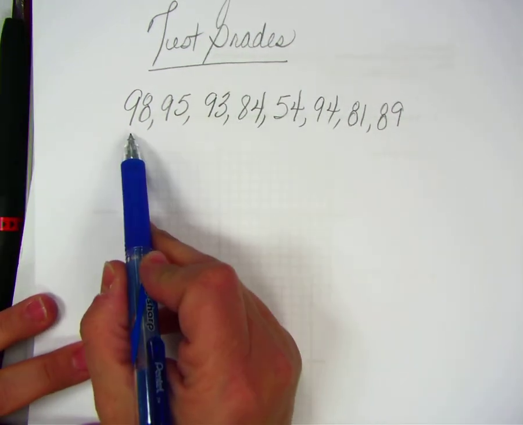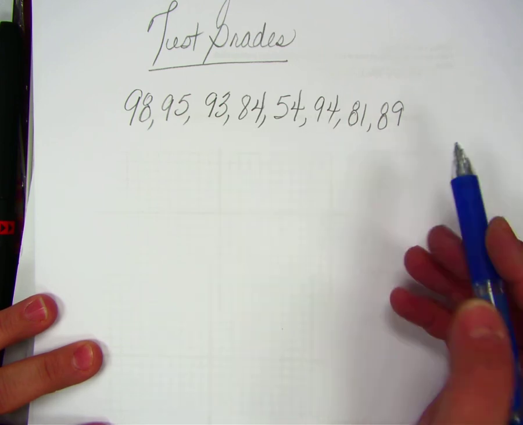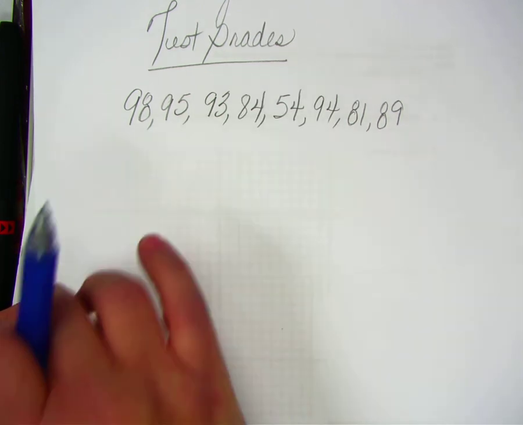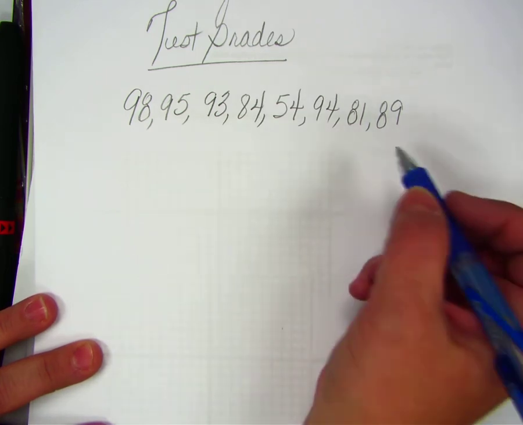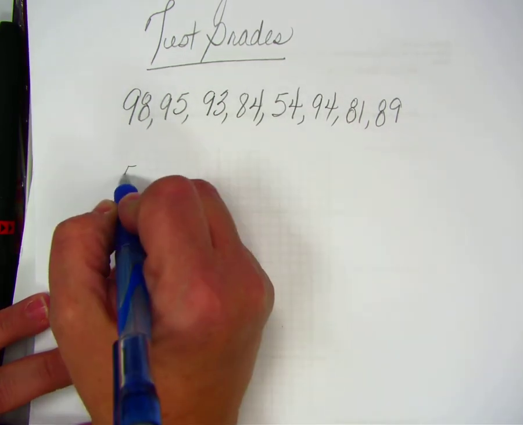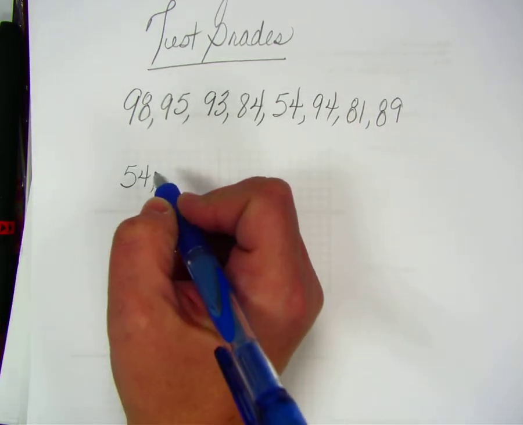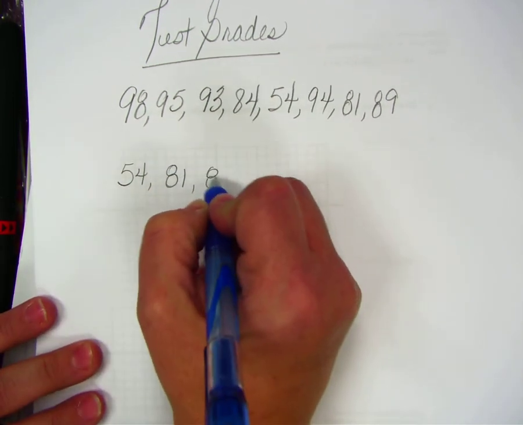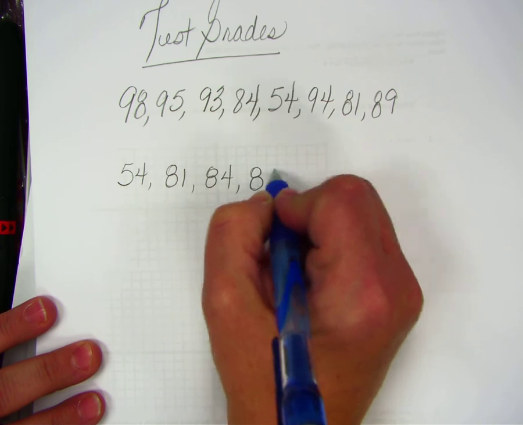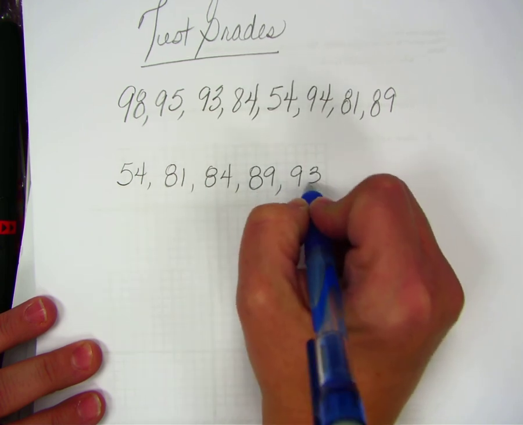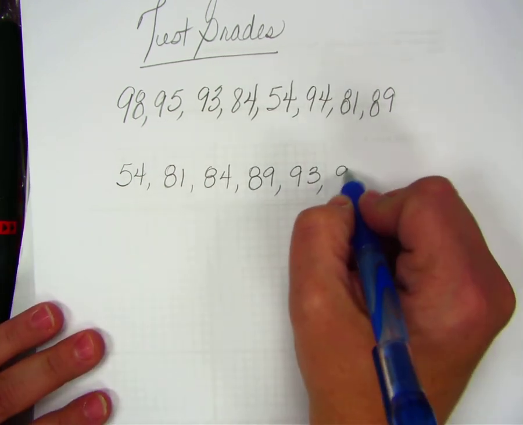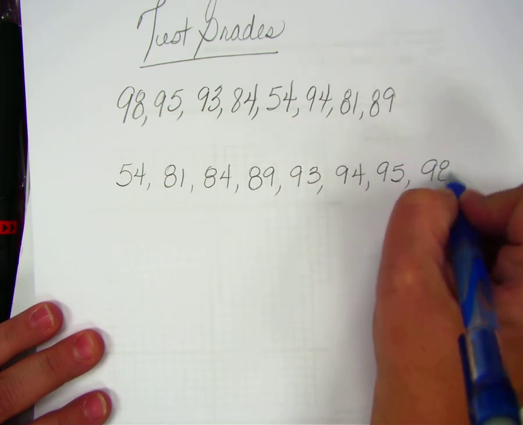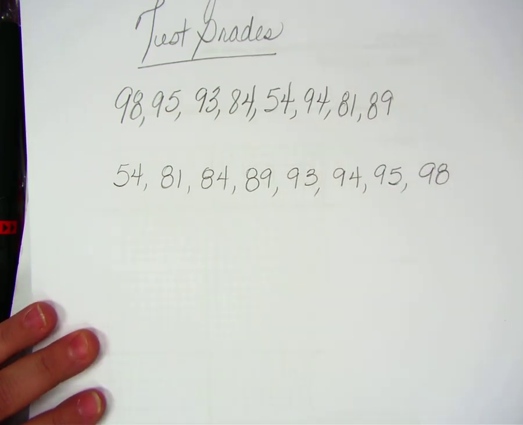So the first thing we need to do is write these in numerical order. Now, I like to write them from the smallest to the largest because then it looks like a number line. So I have 54, 81, 84, 89, 93, 94, 95, and 98. Okay, so they're just in numerical order.